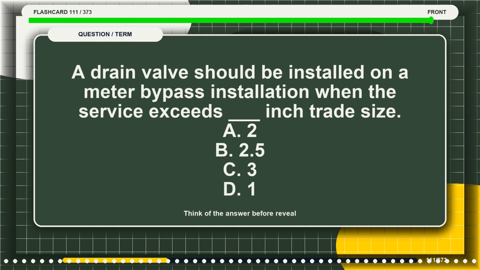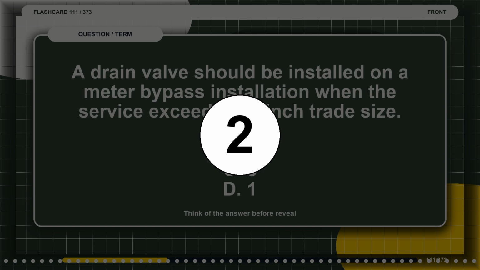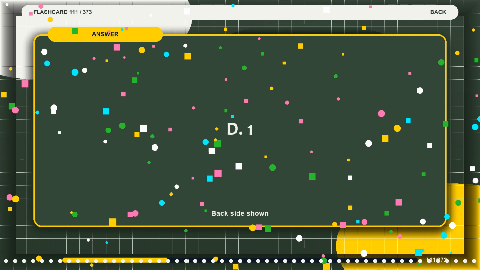Flashcard 111. A drain valve should be installed on a meter bypass installation when the service exceeds blank inch trade size. A. 2. B. 2.5. C. 3. D. 1. Think of the answer before the reveal. The answer is D. 1.